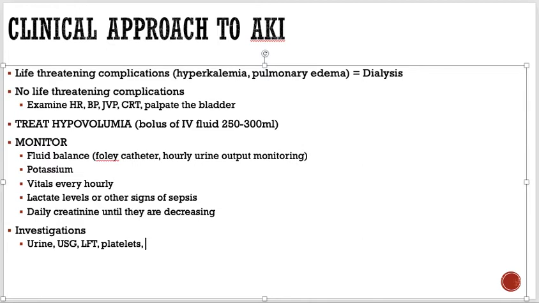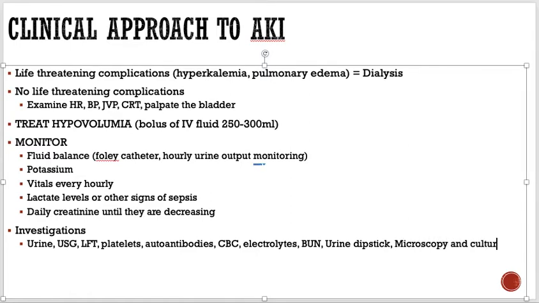You can also check for autoantibodies, to think about rheumatological conditions which can cause renal failure. So all these things should be checked in these patients. And there are a lot of other investigations, as I told you already. CBC should be done, as well as electrolytes, and creatinine levels, which are very important; we are doing it daily, by the way. Blood urea nitrogen, urine dipstick, microscopy of the urine, and culture of the urine to rule out other things.